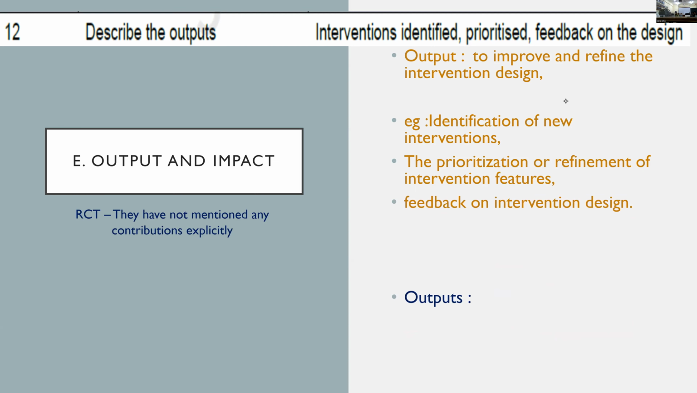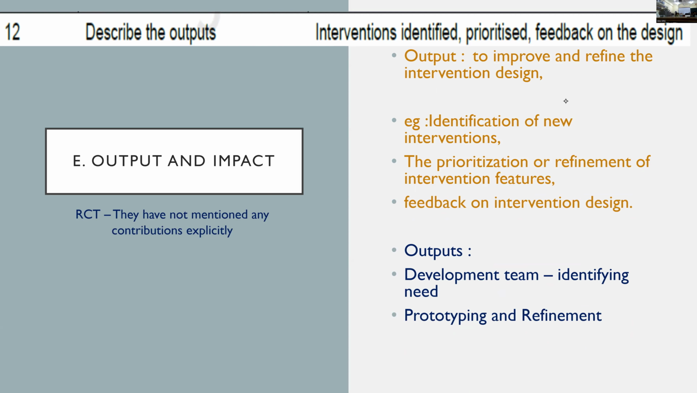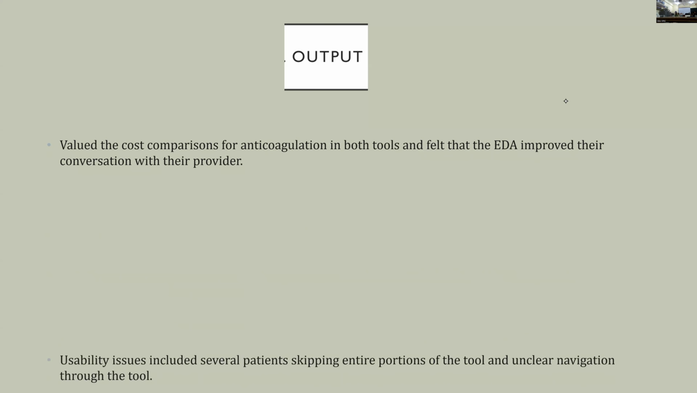or feedback on the design. So in this study, some of the outputs they had given were that the development team was involved in identifying a need for a new personalized decision aid. They were involved in prototype and refinement, data collection, and feedback and usability testing. Now, some of the other outputs: they felt that the cost comparison was very important, so they wanted that to be there in the patient decision aid.